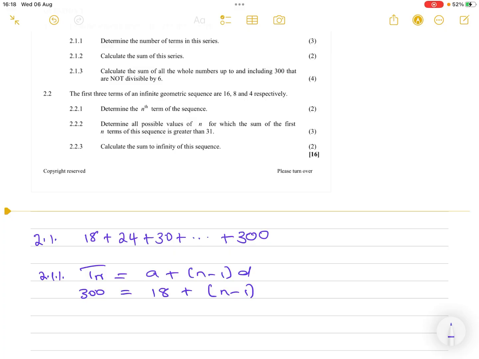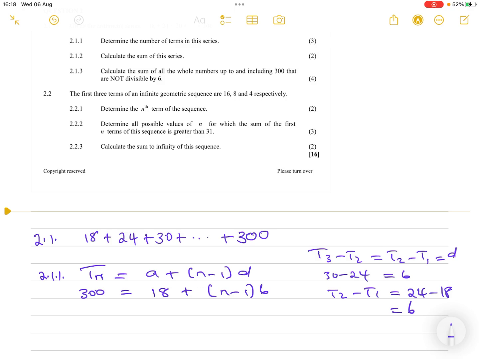By the way, n is the unknown, and when it comes to a common difference, we want T3 minus T2. If we can prove that T3 minus T2 is equal to T2 minus T1, then we have a common difference. This is the formula that we use to get a common difference. So 30 minus 24 is 6, which is term 3 minus term 2. Term 2 minus term 1 is 24 minus 18, and it gives the very same value, 6. 6 is equal to 6. That means we have a common difference.